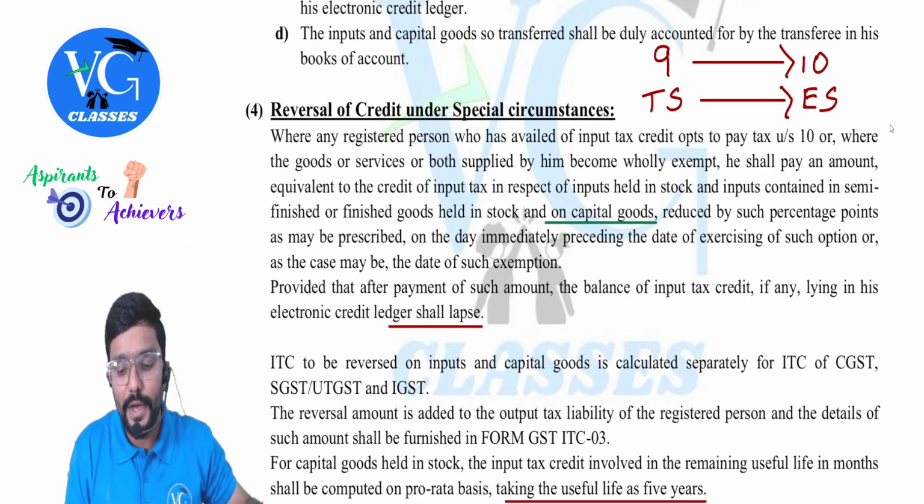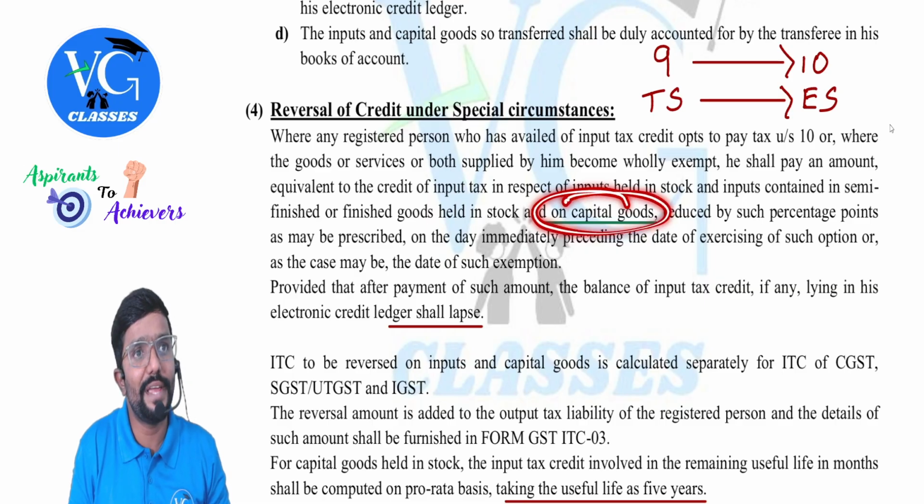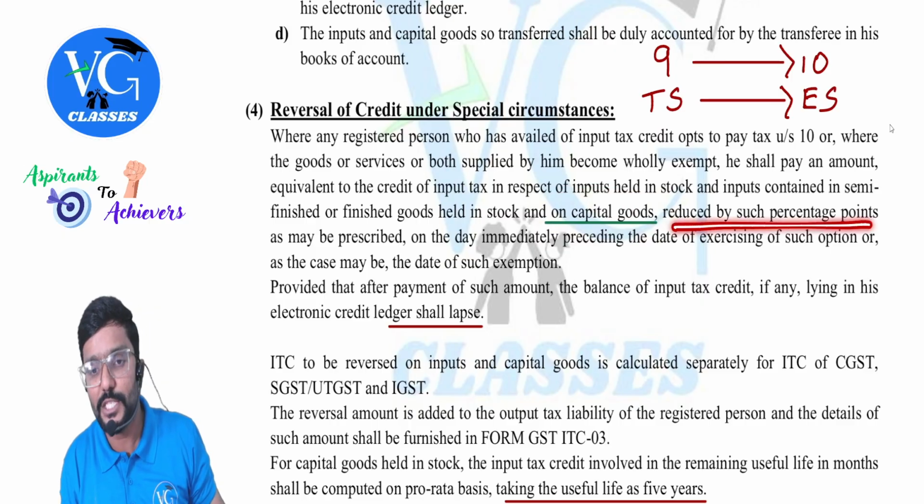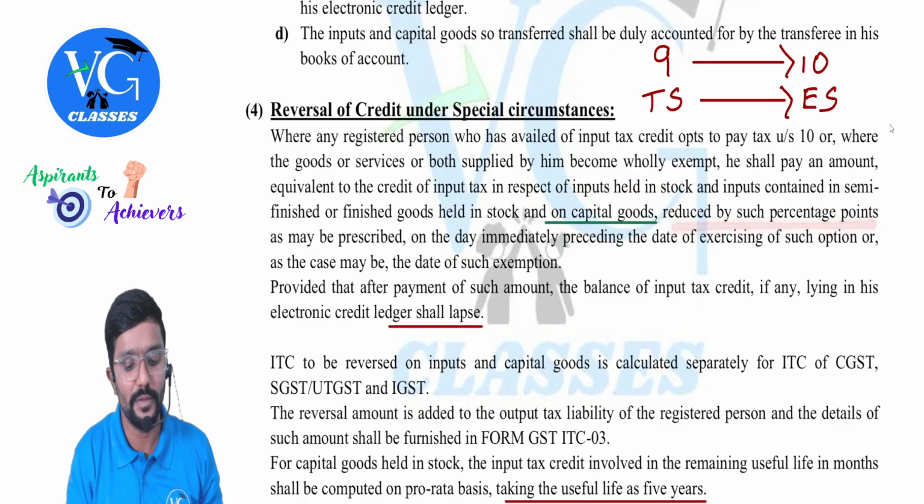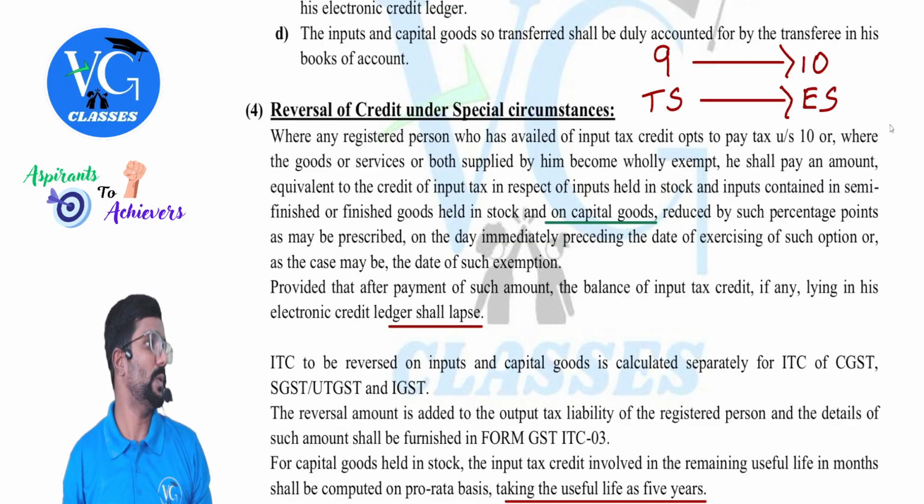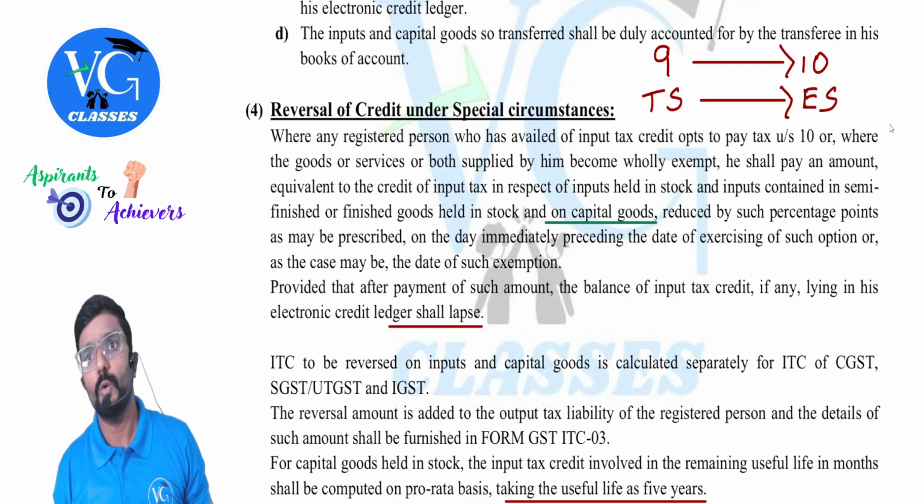Please listen here. On capital goods, whatever credit is claimed, should I reverse it? Yes, but reduced by such percentage points as may be prescribed. So they told, reduced by such percentage points as may be prescribed. Where is it prescribed, sir? In the rules.